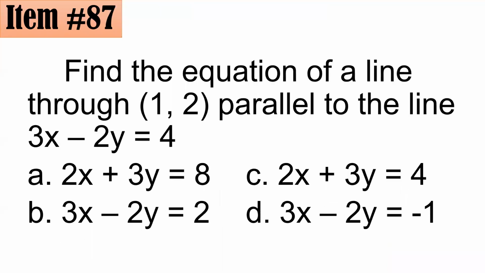87. Find the equation of a line through 1, 2, parallel to the line 3x minus 2y equals 4. Which of A, B, C, or D did you answer? Yung sagot ninyo. Grabe kayo. So far, your answers have been consistent. Usually, no, kung ano yung sagot ng isa, yan din yung sagot ng iba. Tama nga kaya ang D.